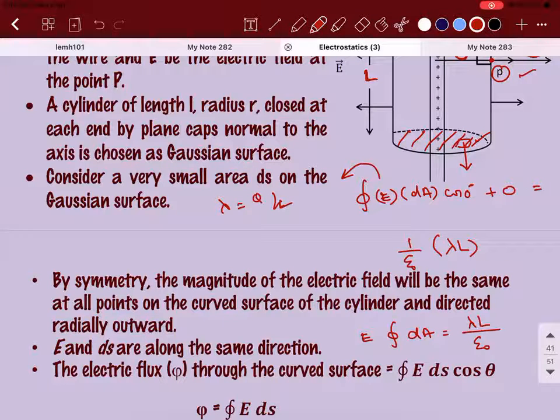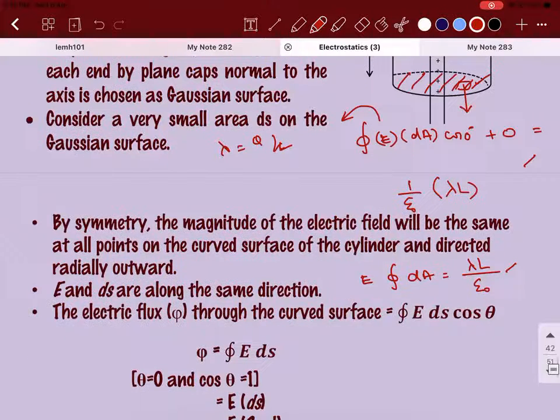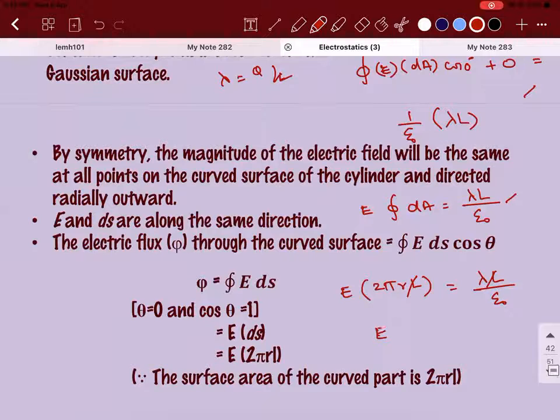Right. So first step of the mathematical equation, second step of the mathematical equation, then E into what is the surface integral of dA? Means if you add all these A's on the curved surface, what area will you get? You will get the curved surface area of the cylinder. But what is the curved surface area of a cylinder? 2 pi r into L, and the right hand side is lambda L divided by epsilon naught. L and L will get cancelled. E will be equal to lambda divided by 2 pi epsilon naught r.